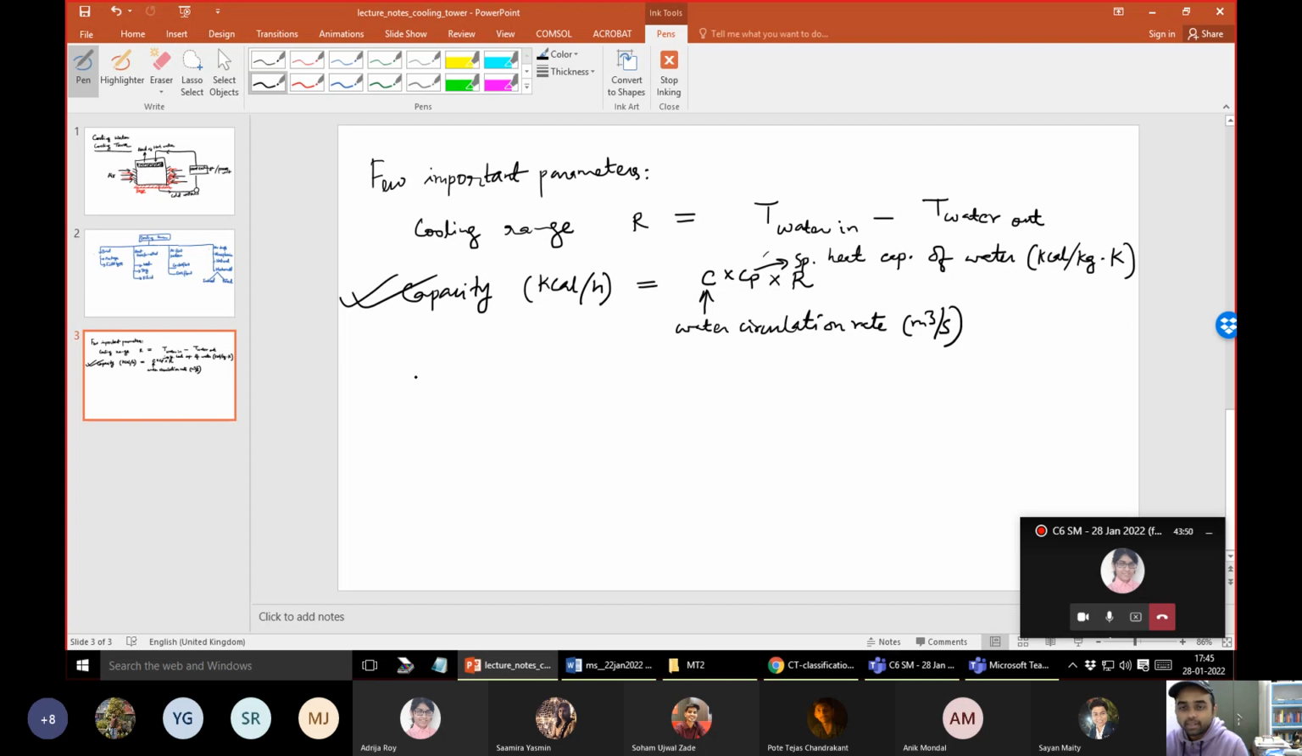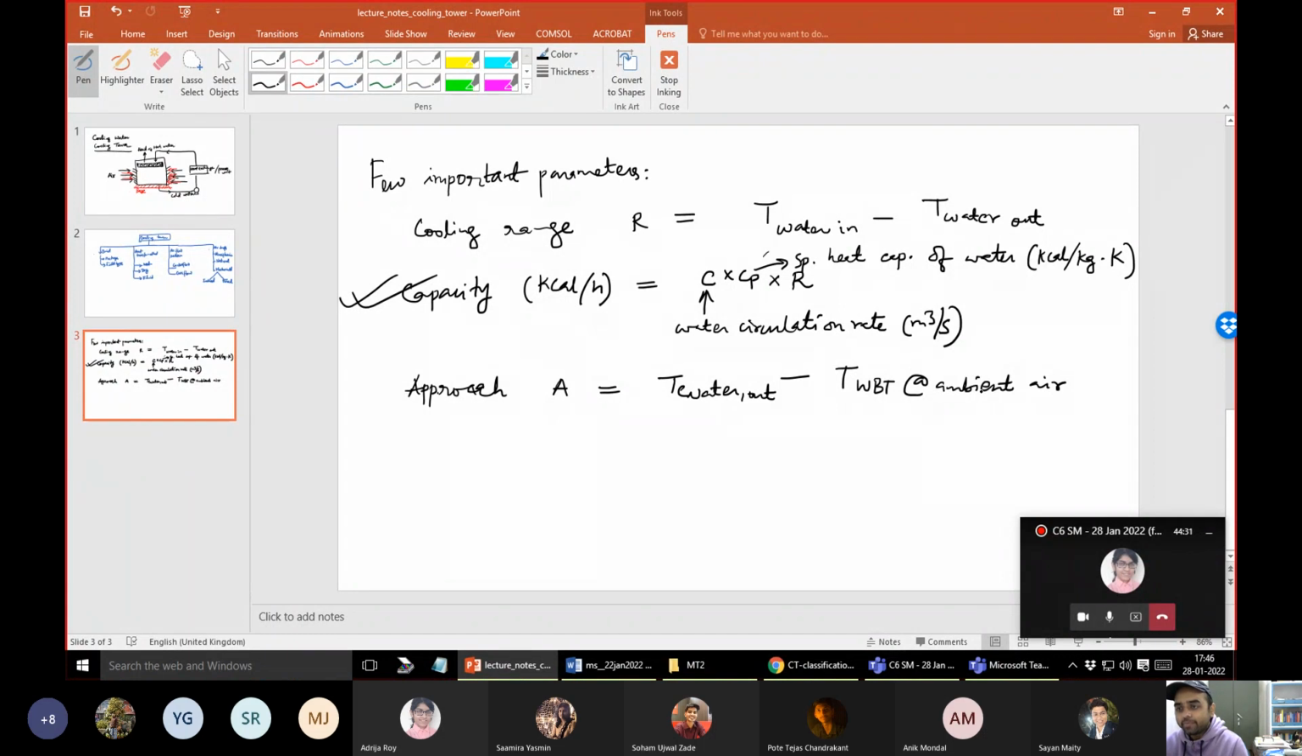and you can clearly see that the cooling range plays a big role. Another important parameter is known as the approach, A. This is given as the outlet of the cooling water, the water out temperature, minus the wet bulb temperature of the ambient air. So please note that the water temperature cannot go below the ambient temperature, and there has to be a difference between these two. The more the difference, the better is your cooling tower unit, because we want this approach to be higher.